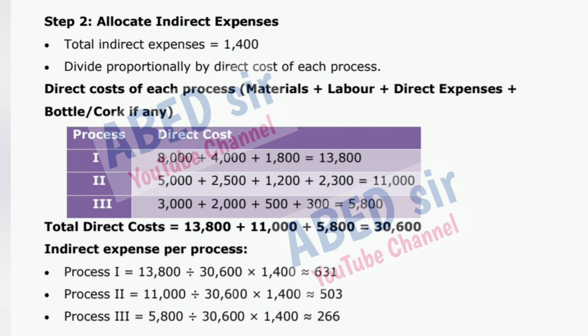Indirect expense per process. Process 1 is equal to 13,800 divided by 30,600 times 1,400, almost equals 631. Process 2 is equal to 11,000 divided by 30,600 times 1,400, almost equals 503. Process 3 is equal to 5,800 divided by 30,600 times 1,400, almost equals 266.